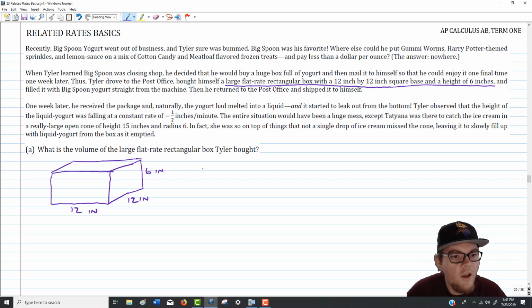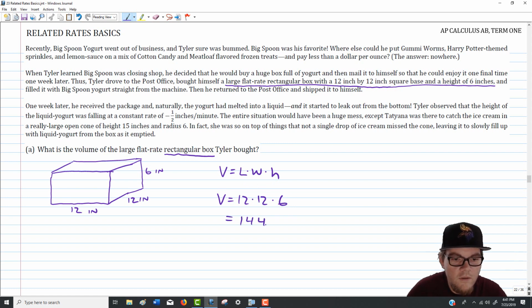So our first question is, what is the volume of this box? Well, since it's a rectangular box, or what we might have called in geometry a rectangular prism, the volume is what you probably remember as length times width times height. So in our case, that's going to be 12 times 6, which is 144 times 6.